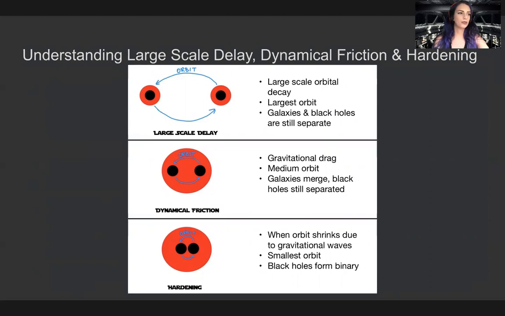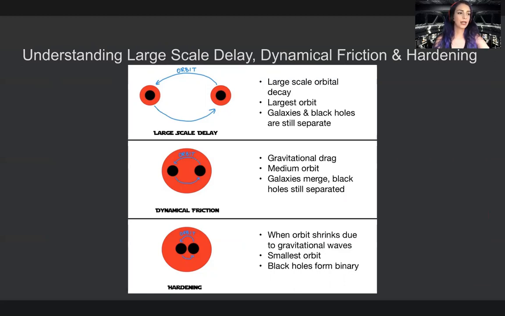In these images that I drew, the red is a galaxy surrounding the black hole, and the black hole is depicted by the black filled circles. Large-scale delay, also known as large-scale orbital decay, has the largest orbit and is a gradual decrease of the distance between two orbiting black holes at their closest approach over many orbital periods. These orbits do not decay without some friction-like mechanism which transfers energy from the orbital motion, which in this case would be due to dynamical friction. During the large-scale delay stage, the galaxies and the black holes are still separated.